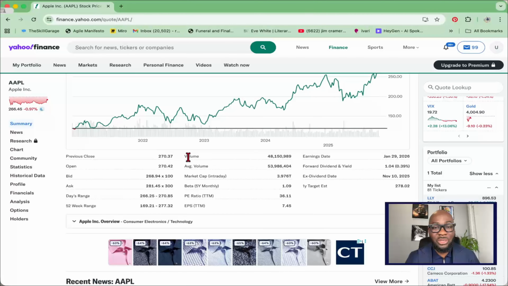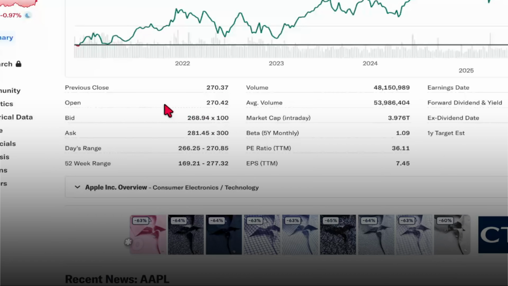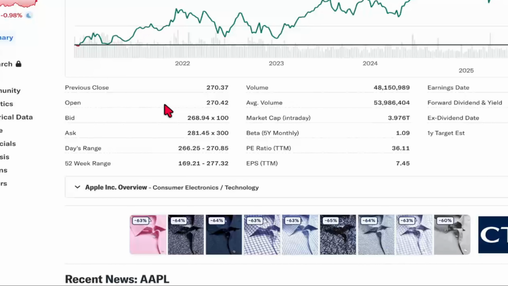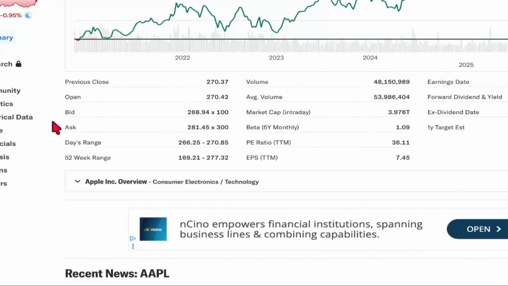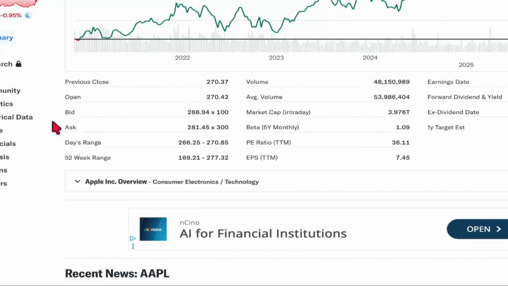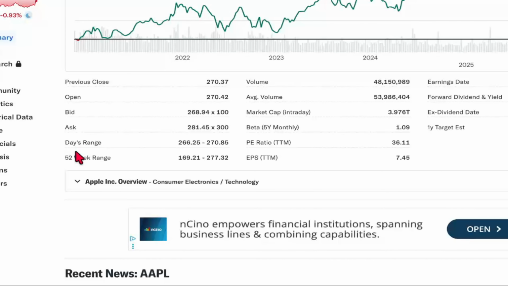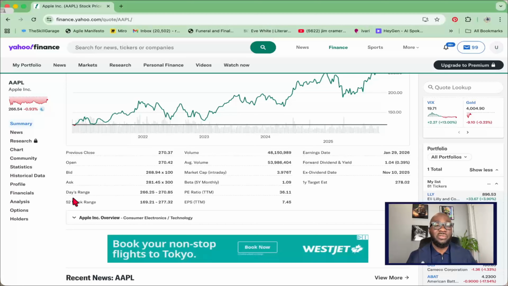Okay, so let's look at a bit of these indices under here. It tells you that the previous close was 270. The previous open, that means the price at which it opened yesterday, was $270.42. The bid price and the ask price tell you what people are willing to pay for this stock and what people are willing to sell the stock for as well. The day's range for yesterday is about 262 on the lower end, and then $270 on the upside. So it kind of gives you a sense of how volatile the stock is.